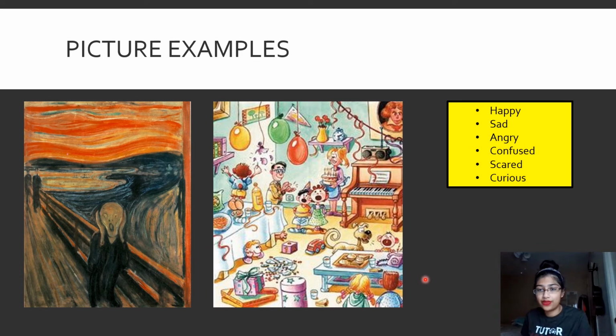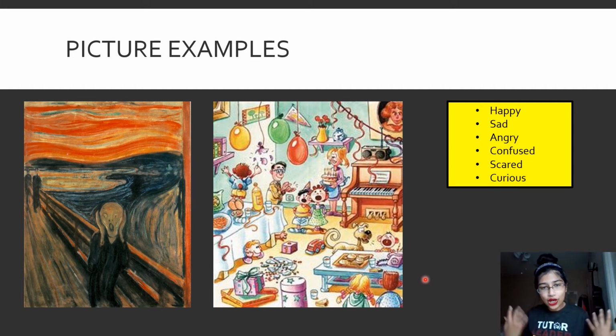Some of you may feel confused or angry, and that's completely okay. To me, it seems happy. It looks like it's a party. There's so much going on. There's a lot of excitement and presents and food and balloons and streamers and decorations.